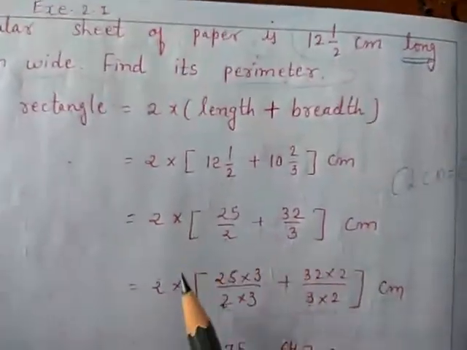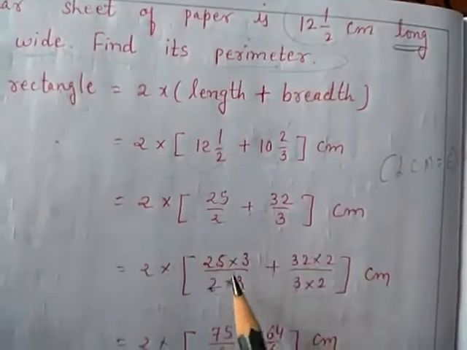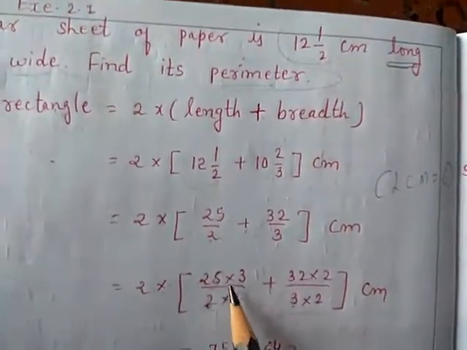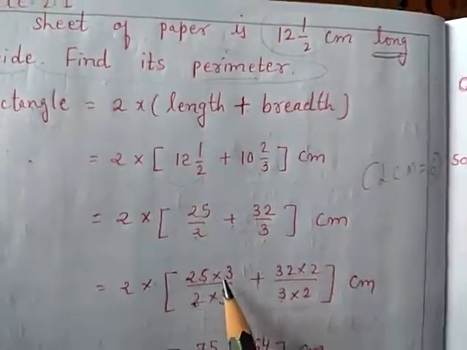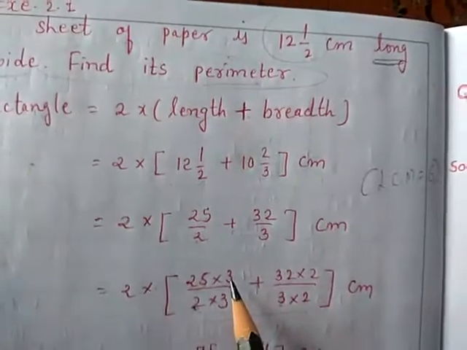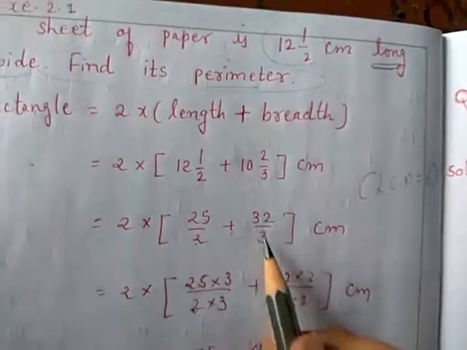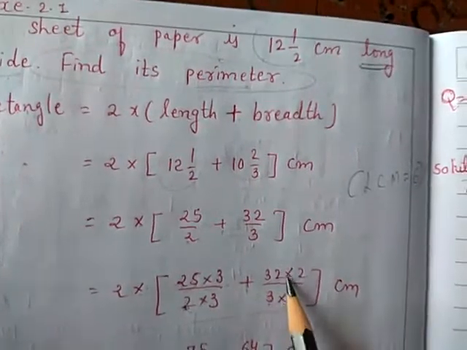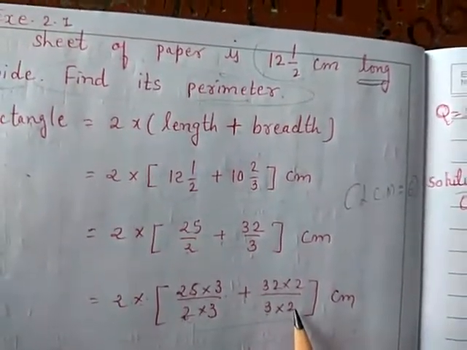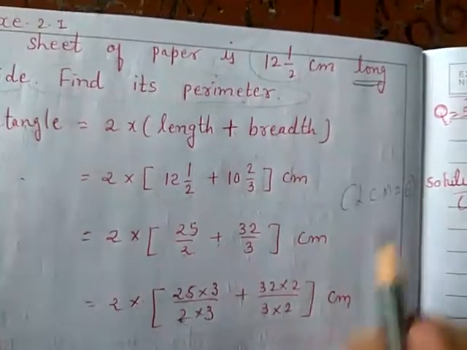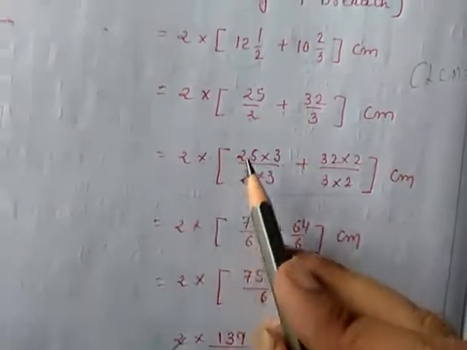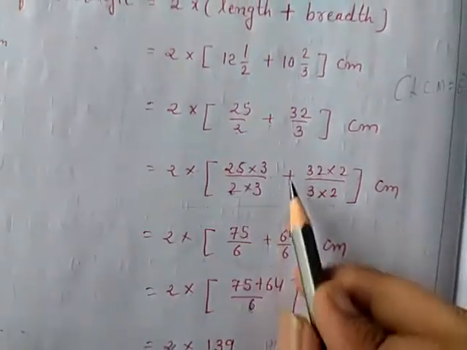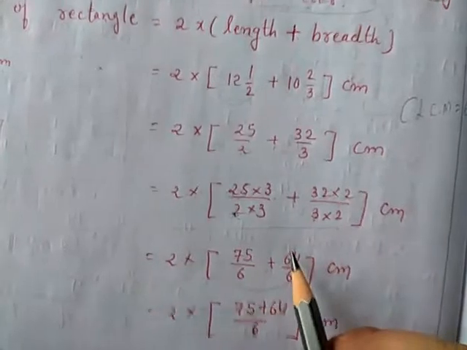Okay, now see, 2 into 25 upon 2. Put a multiply sign. By which number do we multiply 2 to get the LCM 6? So it is 3. So the same effect we will give in the numerator. Plus 32 upon 3. By which number do we multiply 3 to get 6? So it is 2. So the same effect, 2 as it is. Now see, 25 3s are 75 upon 6 plus 32 2s are 64 upon 6.